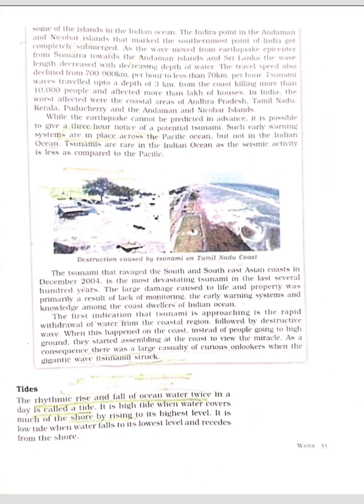Next one is the tide. What is a tide? The rhythmic alternate rise and fall of ocean water twice a day is called a tide. It is a high tide when water rises to its highest levels. It is a low tide when the water recedes from the shore to the lowest levels.